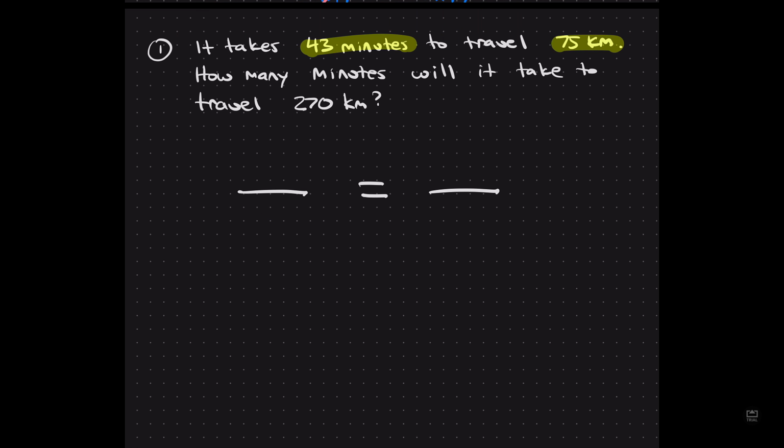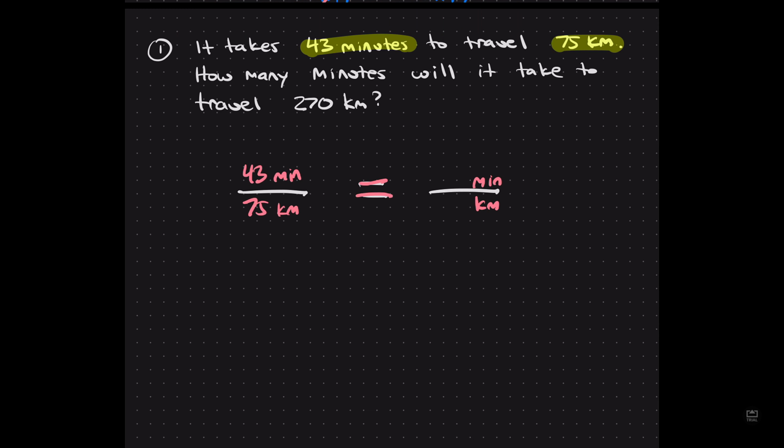So since it's written minutes and then kilometers, I'll just take it in that order. So I got 43 minutes up top and 75 kilometers. That means that whatever's on the other side, in order to make it equal, I'm going to have minutes up top and kilometers on the bottom.